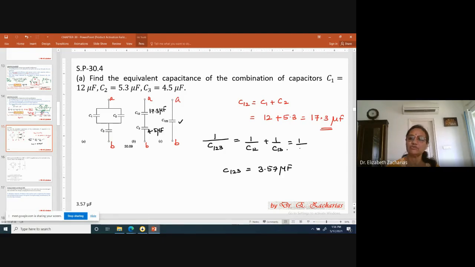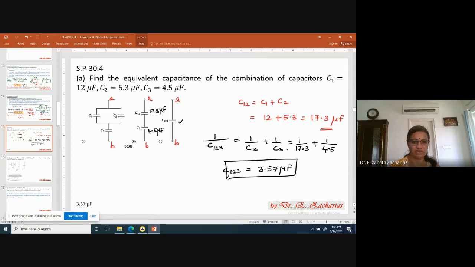All you have to do is put 1 by C12 as 17.3 plus, sorry, I made a mistake here by writing. It is not C13, it is just C3. C3 is given as 4.5. So you can do this and get your C123. So this is your answer.